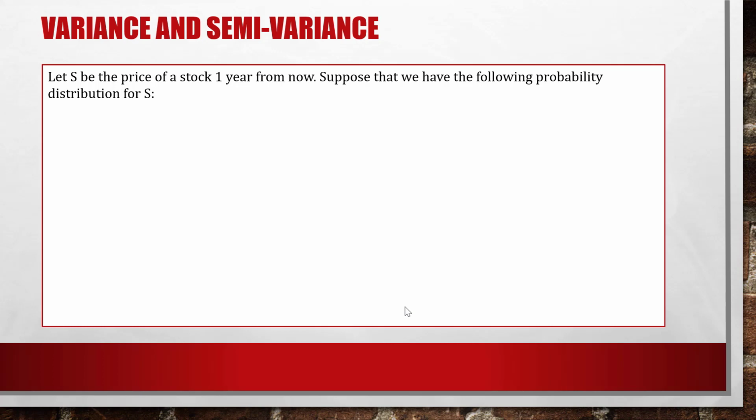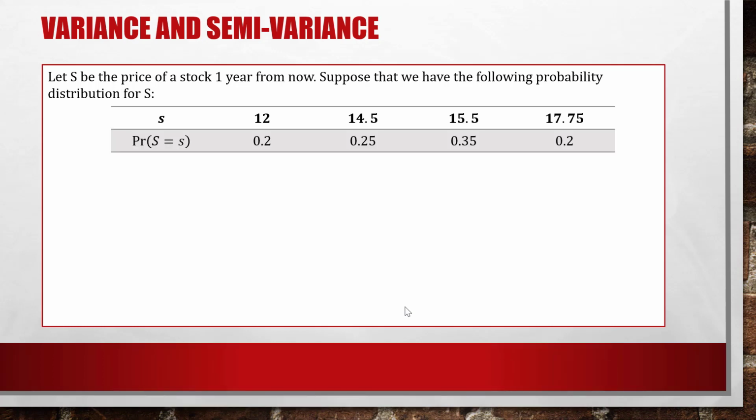Let S be the price of a stock 1 year from now. Suppose that we have the following probability distribution of S. So this is a random variable, right? Here we have 4 possible values of S. That means we have 4 possible values for the price of the stock 1 year from now, with their probabilities.